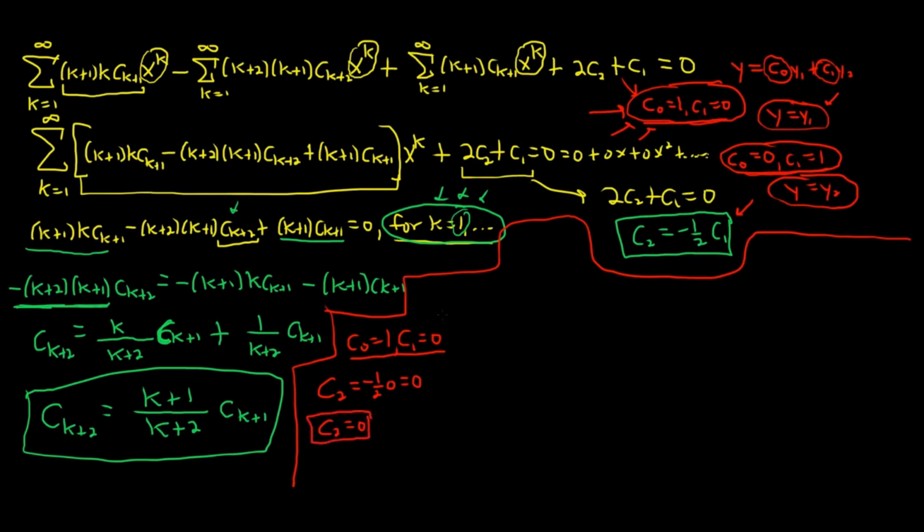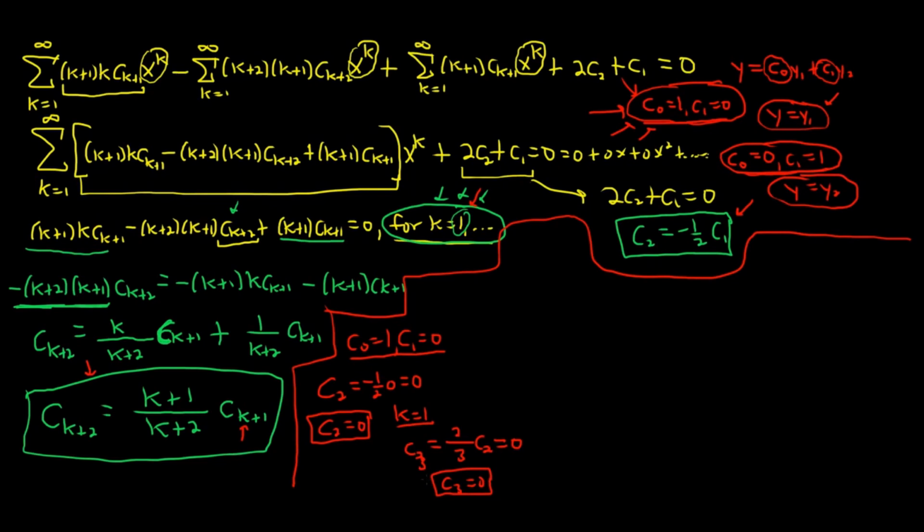What about C3? Well, let's see. Now we use k equals 1. So when k equals 1, we get to use our formula, which is over here. That will give us C3, because 1 plus 2 is 3. So C3 is equal to, well, we plug in 1 for k. Notice I wrote k equals 1 on the screen, because if I don't write it, I'll mess up. So 1 plus 1 is 2. 1 plus 2 is 3. And then we have 1 plus 1, which is 2, so C2. Oh, but look, C2 is 0, so this is 0. So C3 is 0.